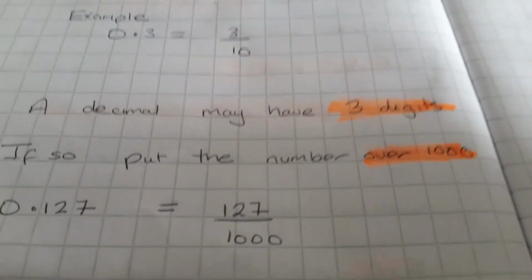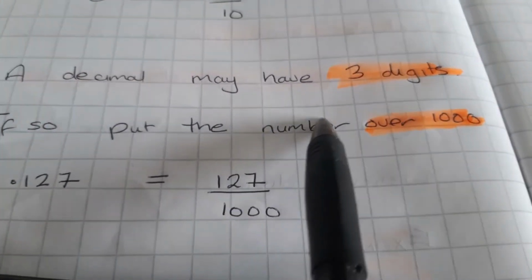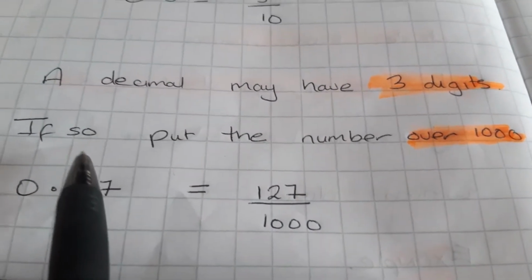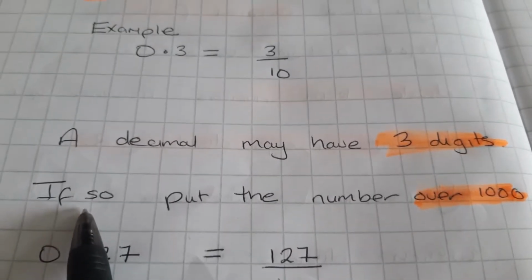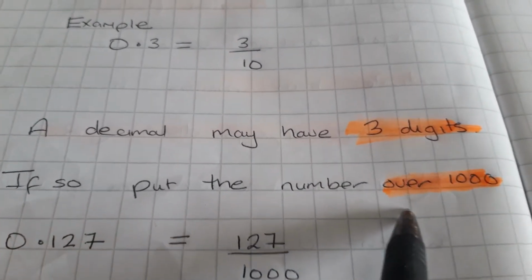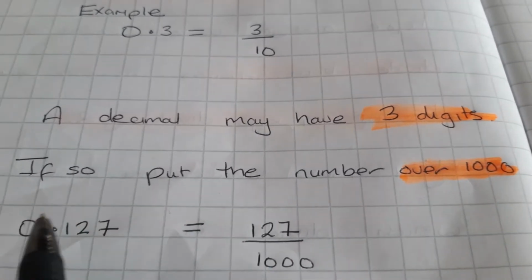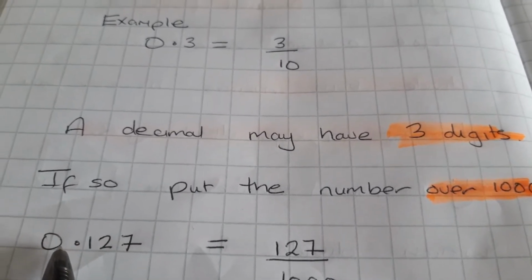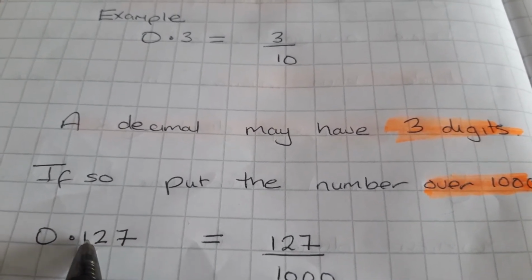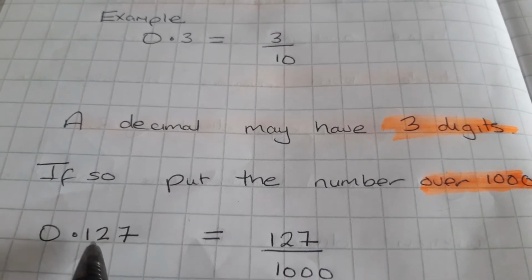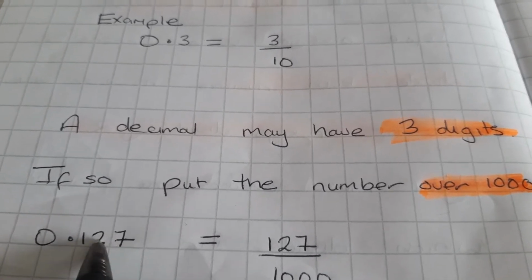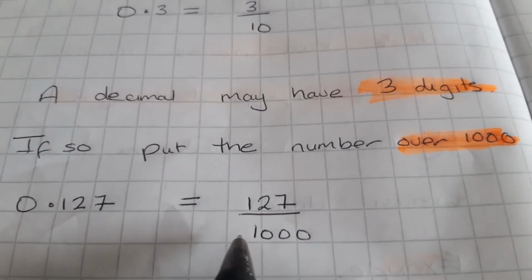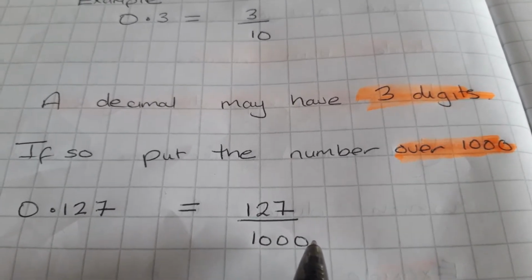Another thing that might happen, you get a question, a decimal may have 3 digits. So put this number over 1,000. An example of that would be 0.127. You can see there are 3 digits. So instead of putting 127 over 100, you put 127 over 1,000. So we're going to look at some questions and work our way through them.